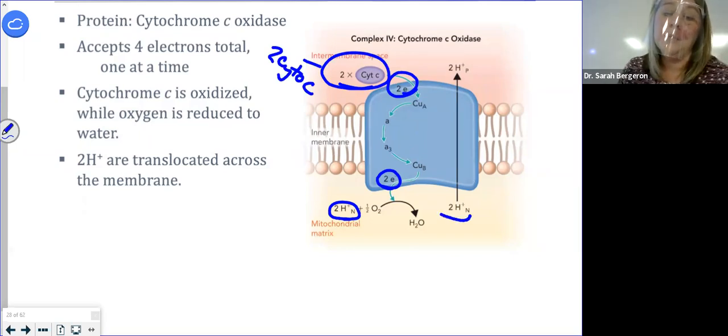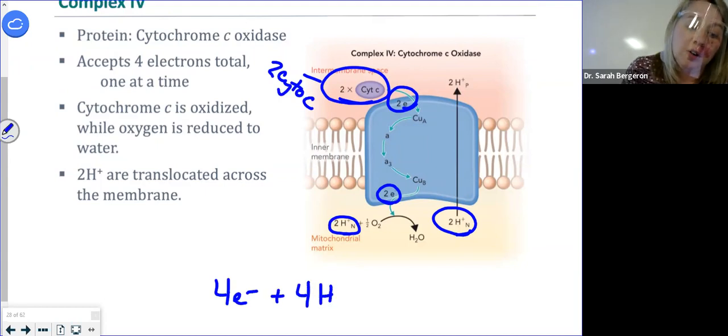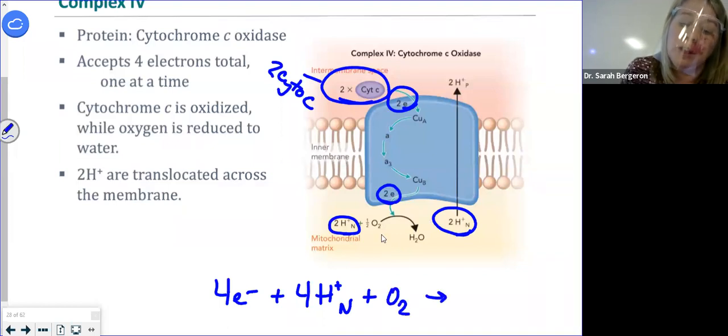So at the same time, right, this is a pump. We're actually going to move 2 more protons from that mitochondrial matrix to the intermembrane space, right? Okay, so if I ask you, what do you need at the very end in order to reduce 1 oxygen molecule, are you going to say 2 electrons? No, you're going to say you need 4 electrons, you need 4 protons, plus what? 1 molecule of O2, which will give us 2 molecules of H2O.